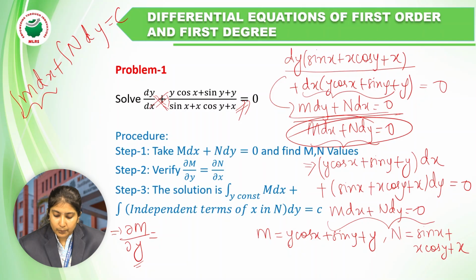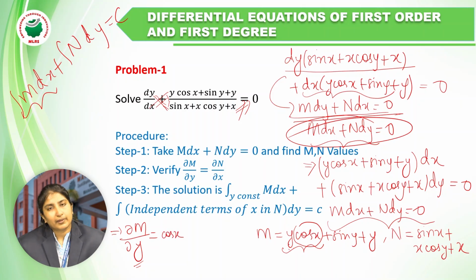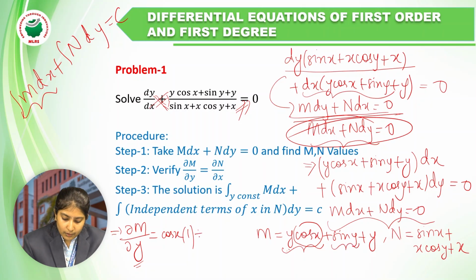See, dou m by dou y. So here I am having y cos x. What did I say? The other term will become constant. So this cos x is a constant. Throw it out, write cos x here. Now differentiation of y is 1. This is our normal differentiation. So differentiation of y is 1. Next, differentiation of sin y is cos y.